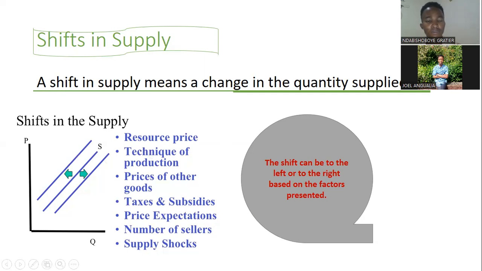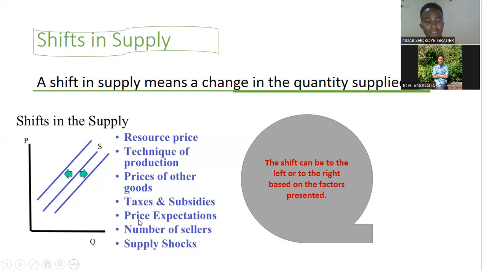Technique of production. Improved techniques of production, such as skilled manpower, will lead to an increase in production, which will later lead to an increase in supply, shifting the curve to the right. And the opposite is where rudimentary techniques or technology are being applied, it will lead to a shift in supply to the left, or a decrease in production that leads to a decrease in supply.